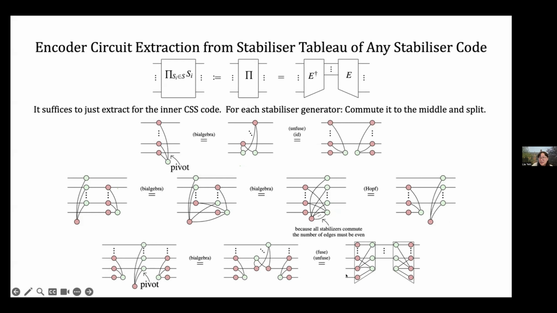So in the end, you get two phase-free ZX diagrams that are respectively the horizontal reflection of each other, also known as the adjoint of each other, and that is your encoder dagger and encoder.